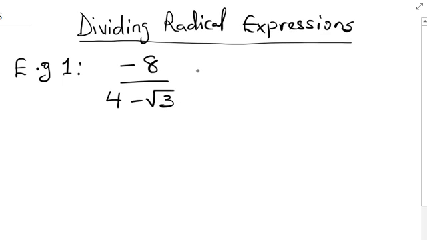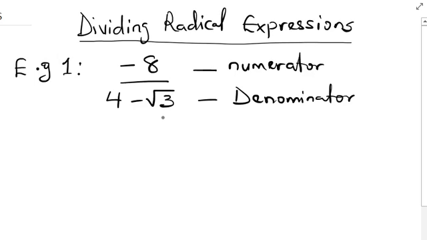We see that this question has a numerator and it has a denominator. So, to be able to simplify this, we need to be able to rationalize the denominator. So, we need to rationalize this denominator. And how do we do that? That's by using the conjugate. So what do we mean by the conjugate?